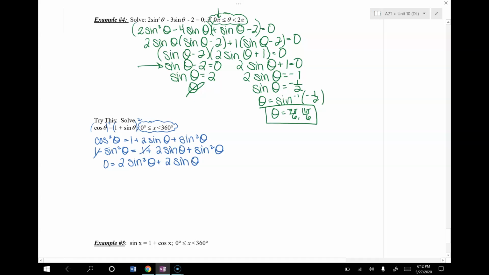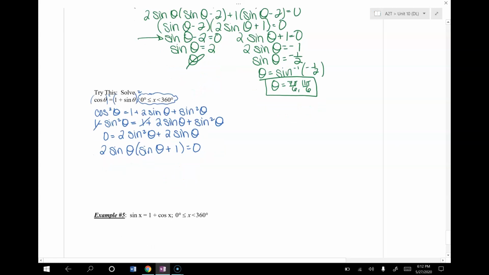Okay, I can factor out a 2 sine theta. So 2 sine theta times sine theta plus 1 is equal to 0. Hello, you beautiful zero product property again. So 2 sine theta is equal to 0. Sine theta plus 1 is equal to 0. On the left-hand side, if I divide by 2, it's just equal to 0.